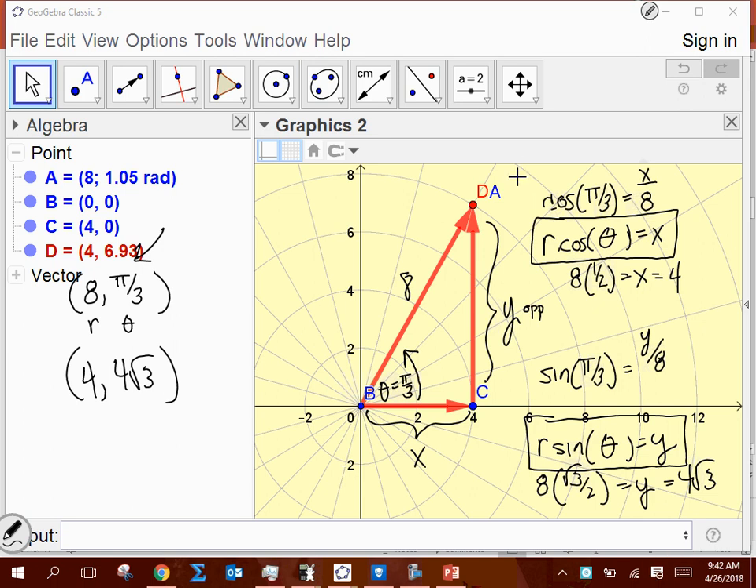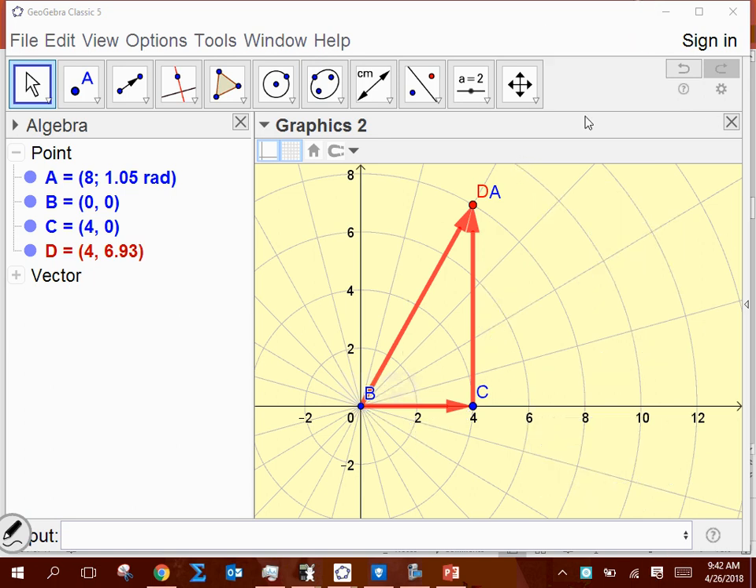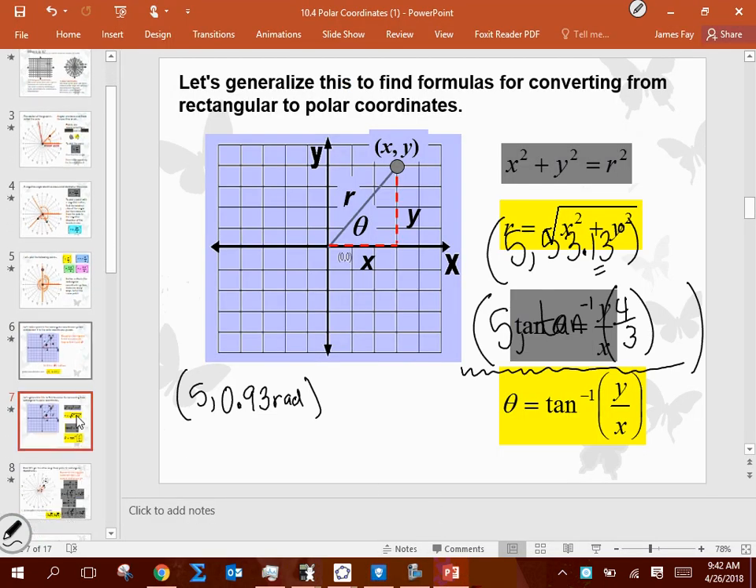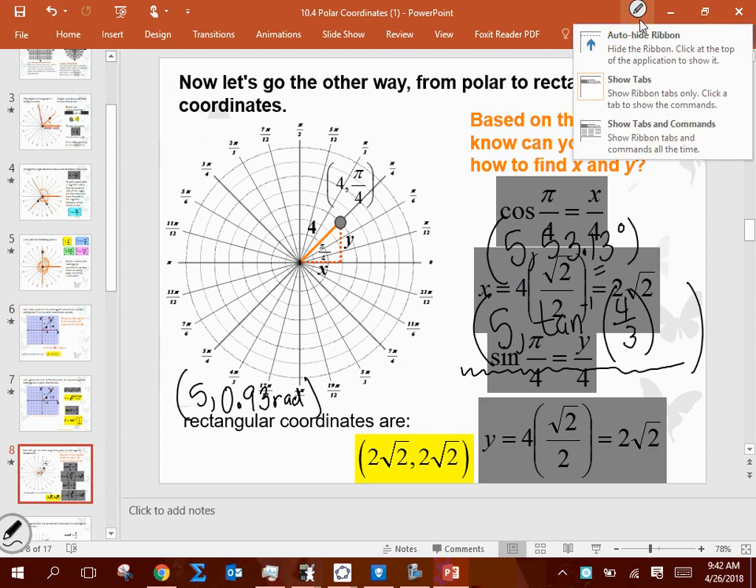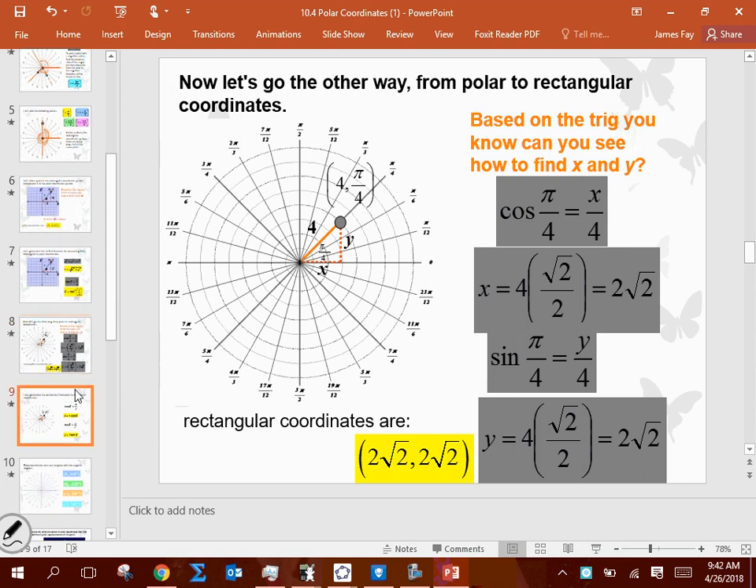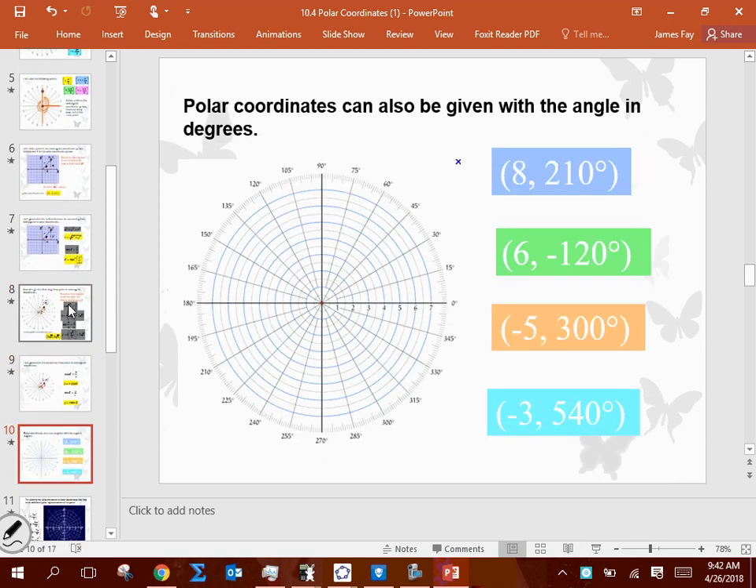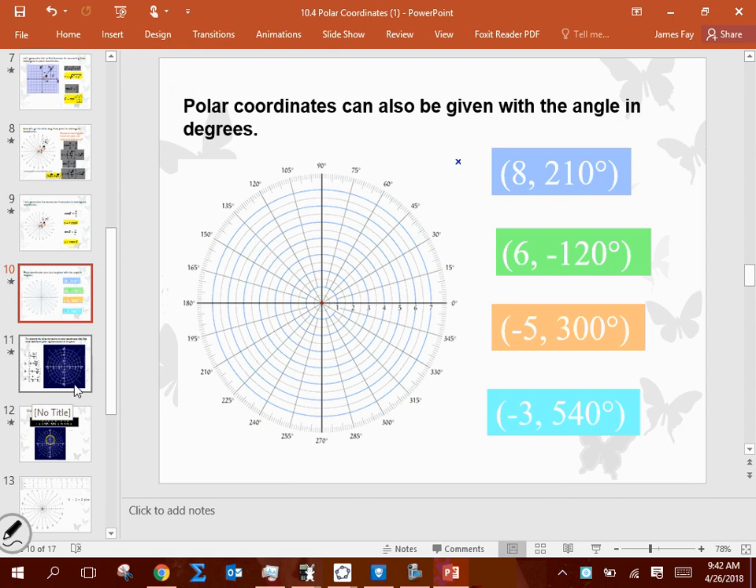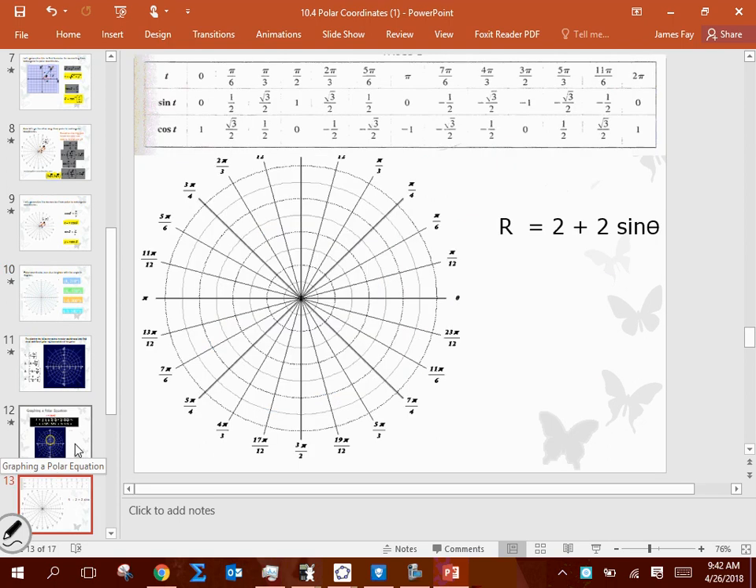So that leads us into the next concept here. I'm going to skip a couple slides as you're going through these, and we'll see enough of these in the next couple days that you're going to get enough examples, okay? But if you need more examples, there's some worked out examples here of how to go from, in this case, 4 comma pi over 4 to 2 radical 2 comma 2 radical 2. A couple other practice problems you can go through as well. But I want to talk about this slide here.